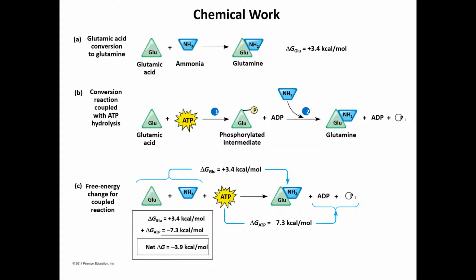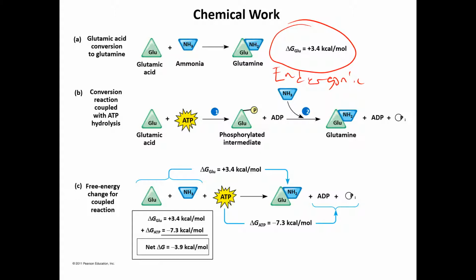So here you're looking at chemical work. The cell can use ATP for chemical reactions. So you have glutamic acid plus ammonia gives you glutamine. Notice that this has a positive delta G, so this is an endergonic process. You're going from something with a low amount of potential energy to higher potential energy. You're making a larger molecule, so this has a positive delta G value.